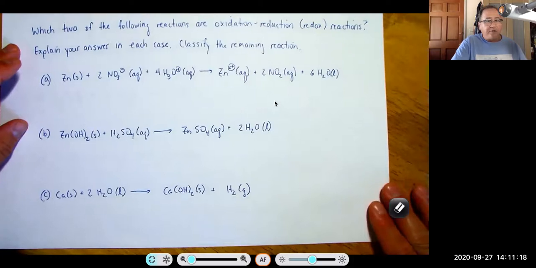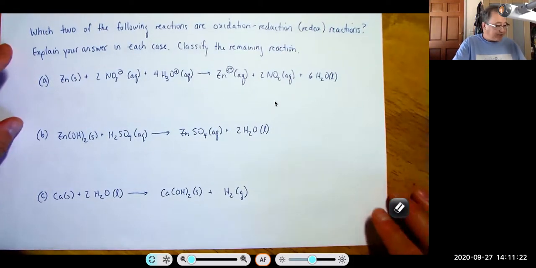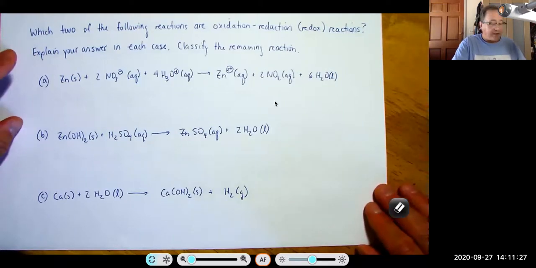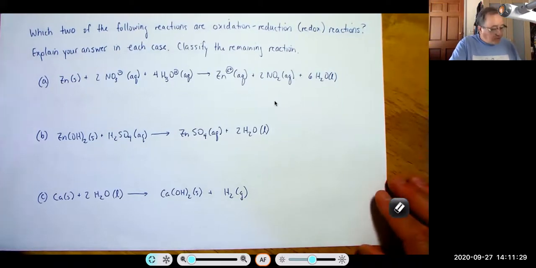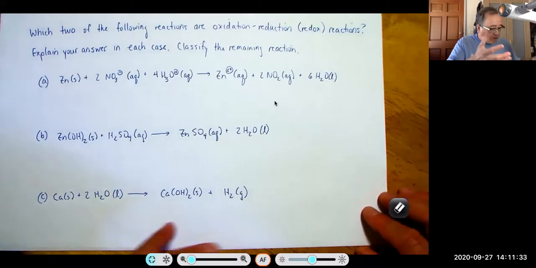Which of the two following are redox reactions? Explain your answer in each case, and classify the remaining reaction. Okay, so 2 of these are redox reactions and 1 of them is not. So how do we go about doing this?